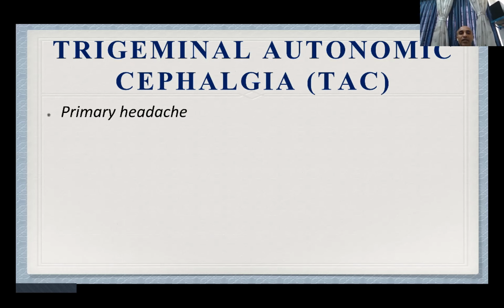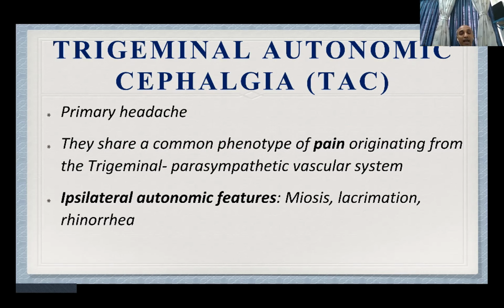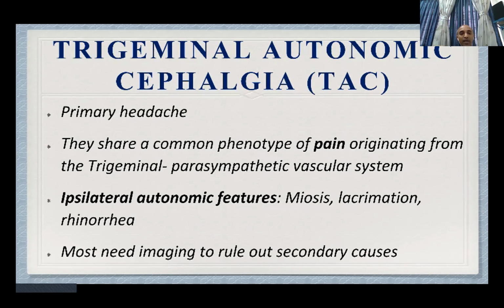Trigeminal autonomic cephalgias are primary headache syndromes which we don't think about much in day-to-day practice because they are not as common as trigeminal neuralgia, but they are a very important cause of facial pain. They share a common phenotype of pain which originates from the trigeminal parasympathetic vascular system. They have associated autonomic features in the form of miosis, lacrimation, and rhinorrhea. Most of them will need imaging to rule out a secondary cause. So this is a primary headache syndrome which needs to be imaged before you call it primary.